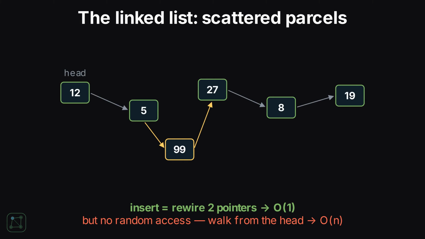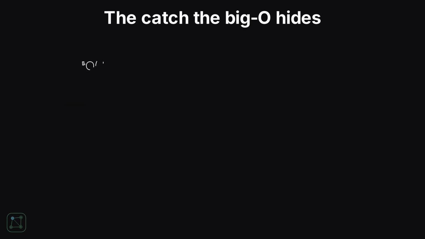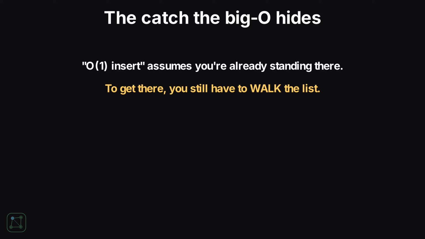Want the 1000th element? You have to start at the head and follow 1000 pointers, one by one. Finding things is O(n). So on paper it looks obvious. Lots of inserts in the middle? Use a linked list, constant time beats O(n). But here's the catch the big O hides.